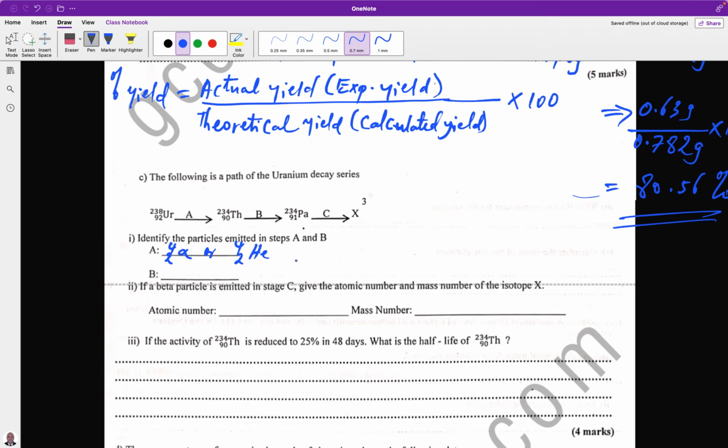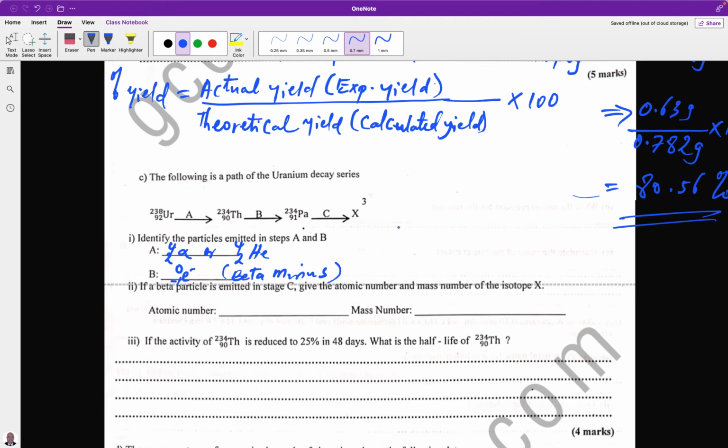That is it. Then B. In the B part of it, the atomic number has increased by 1 and the mass number remained. So in this case, we will call it a negative electron. We call it beta minus. You can write it like that. All these we call beta minus, or what we call a negative electron. That is the value for beta minus.